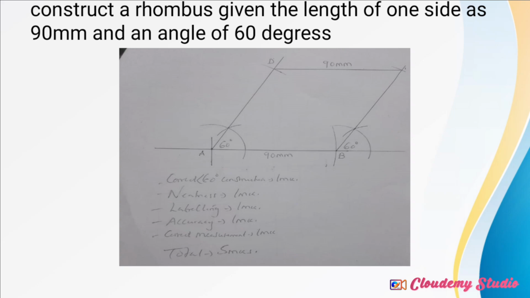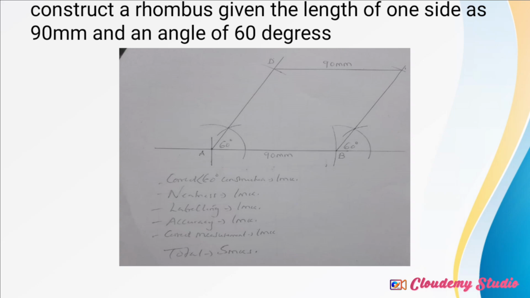Start at that point where you made the arc. That is the second point. And then you make an arc so that it cuts the first arc. Then you join. So it will be a 60-degree angle. Then the same case, you can also do it on the side of point B.